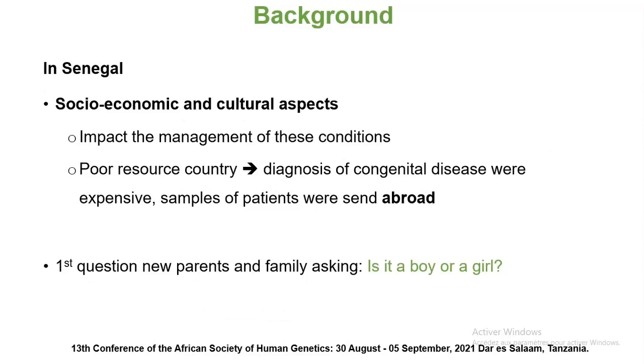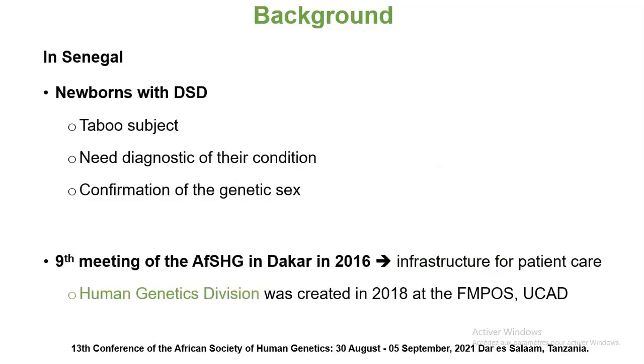In Senegal, the socio-economic and the cultural aspects impact the management of these conditions. We are in a poor resource country, and the diagnosis of congenital disease was expensive because samples of patients were sent abroad for chromosomal analysis. In a society where the first question new parents and family ask is, is it a boy or a girl? The question remains unanswered for newborns with sexual ambiguity.